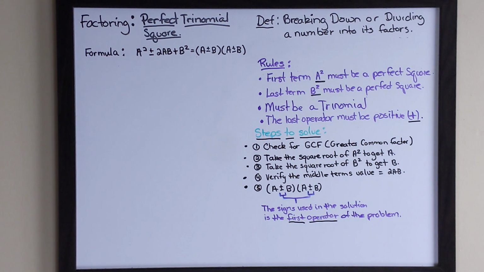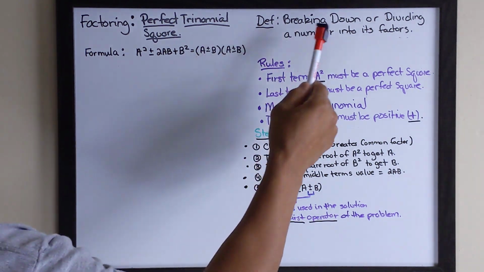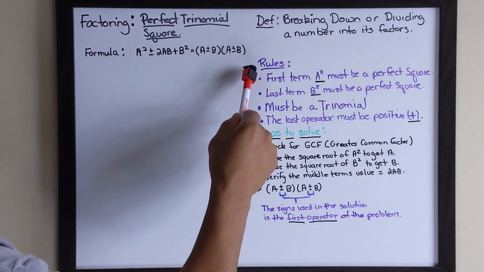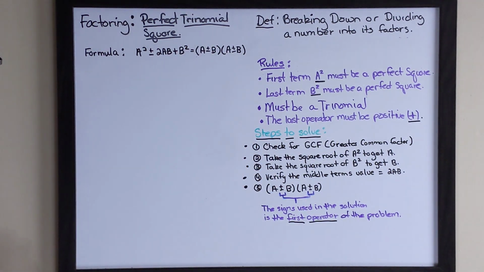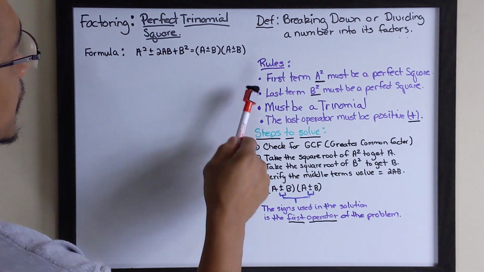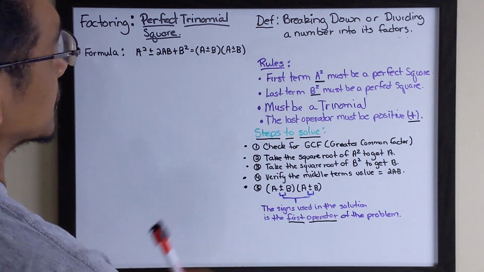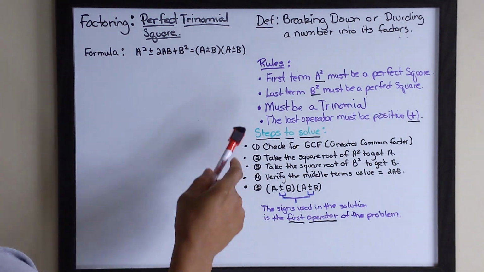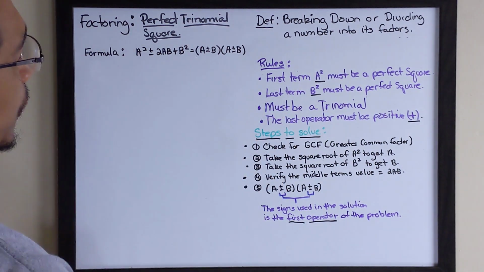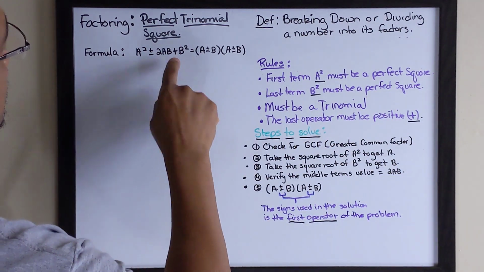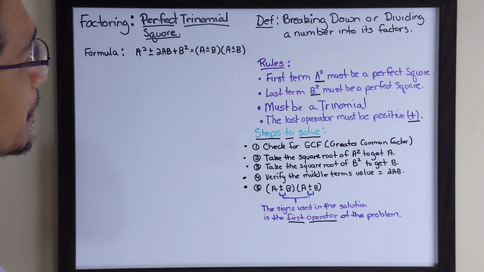The definition for factoring is breaking down or dividing a number into its factors. There's a couple of rules that we need to think about when using perfect trinomial square. Rule number one is the first term must be a perfect square. Number two, the last term must also be a perfect square. And the expression itself must be a trinomial. And the last operator, which is this sign right here, must be positive.